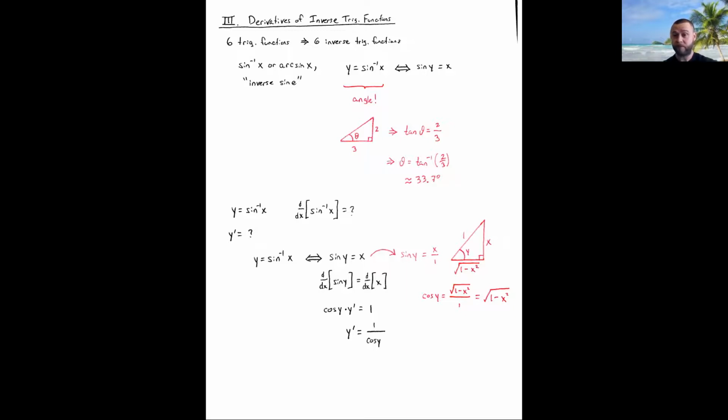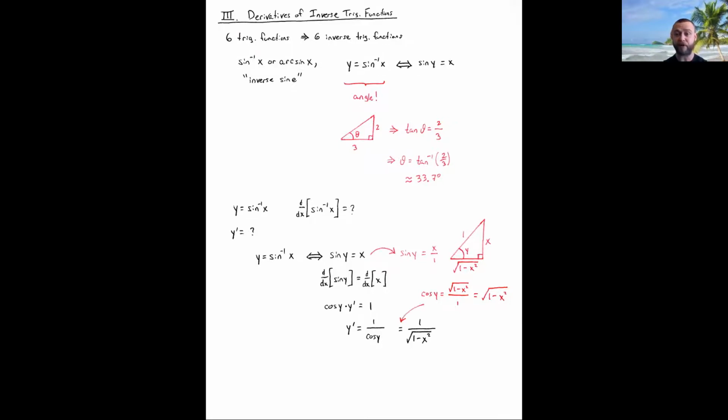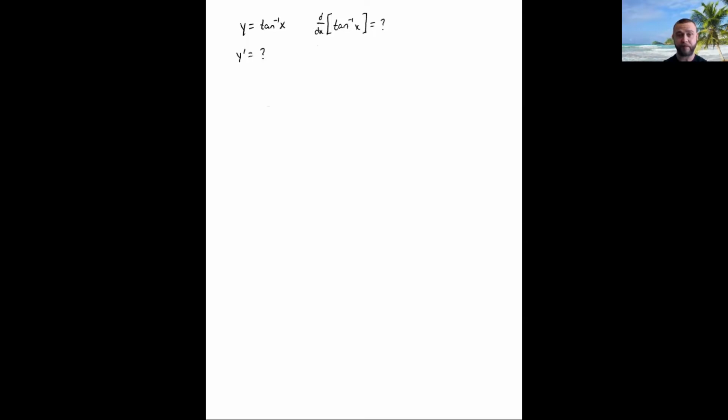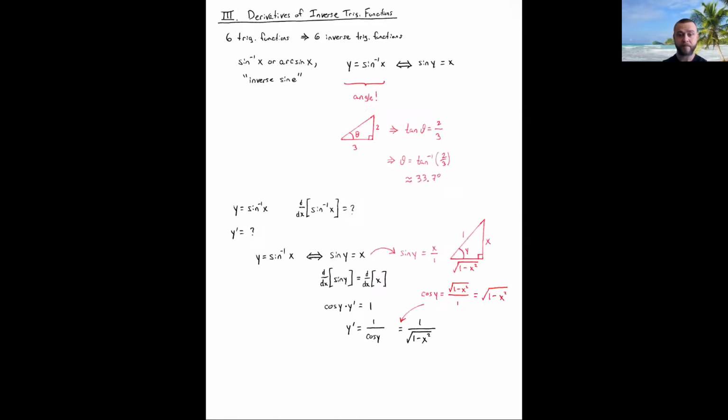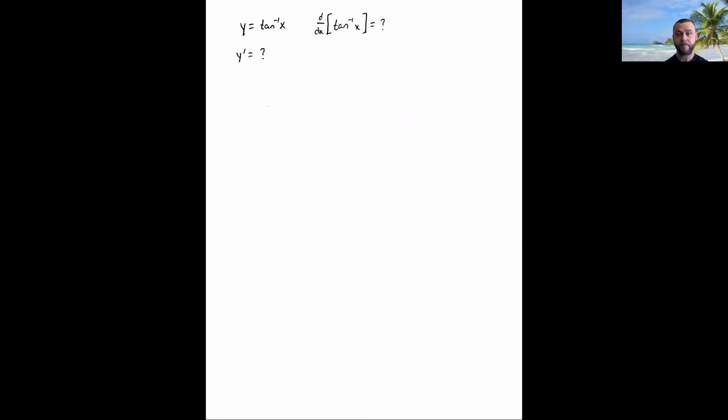Okay, so at this point, we've succeeded in our conversion. We've converted cosine of y in terms of x. You can plug that back into your derivative for y prime. And what we get for y prime, only in terms of x now, is 1 divided by the square root of 1 minus x squared. And this is our first of the 6 inverse trig functions derivatives. Okay, so that was the derivative of inverse sine.